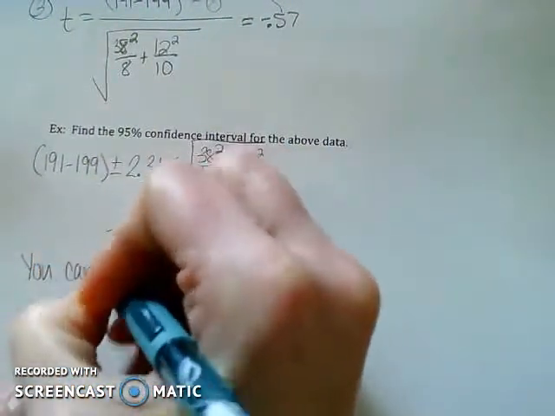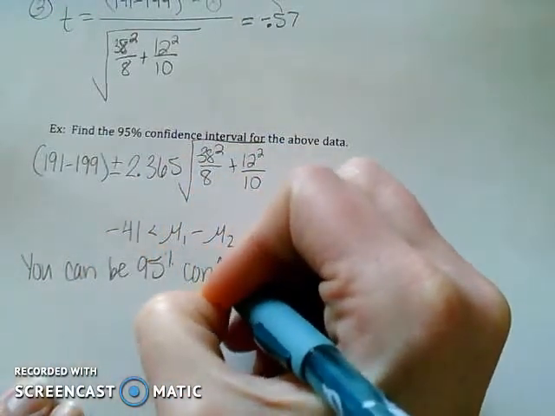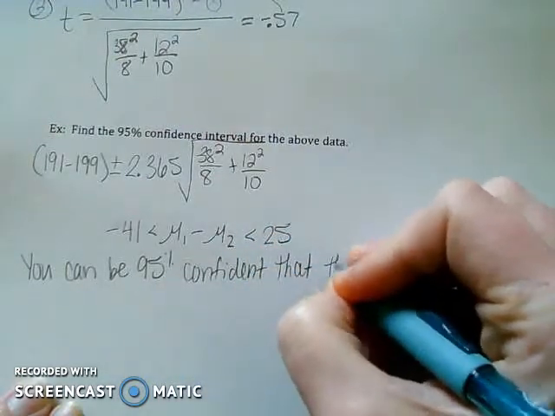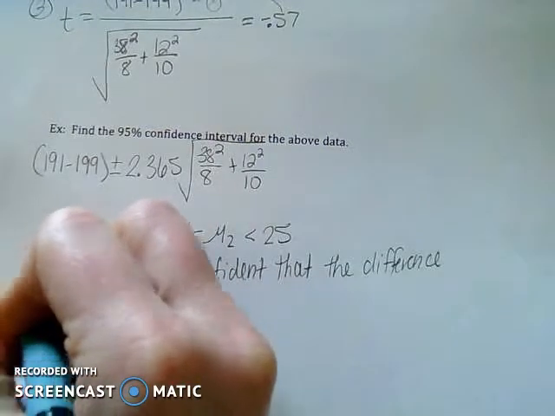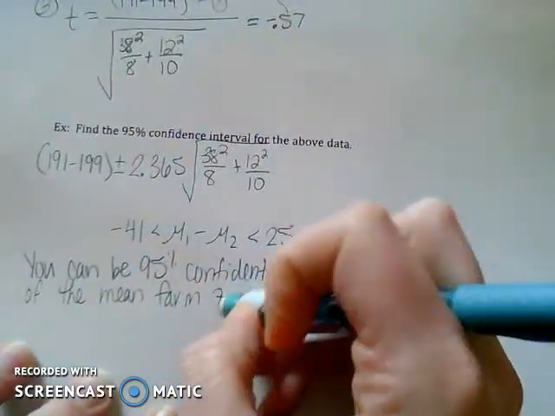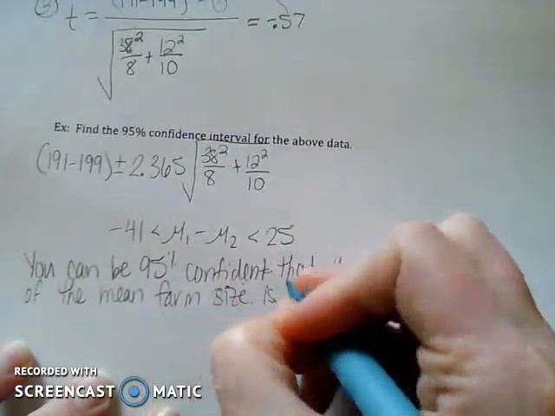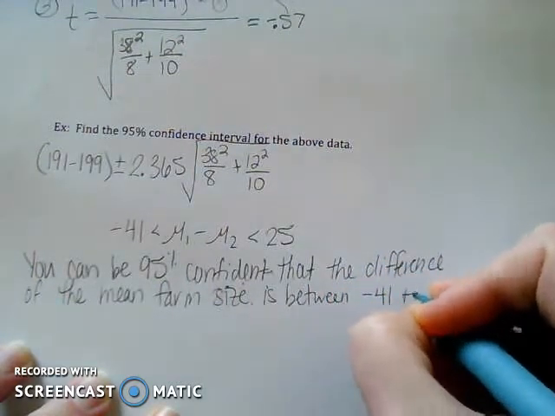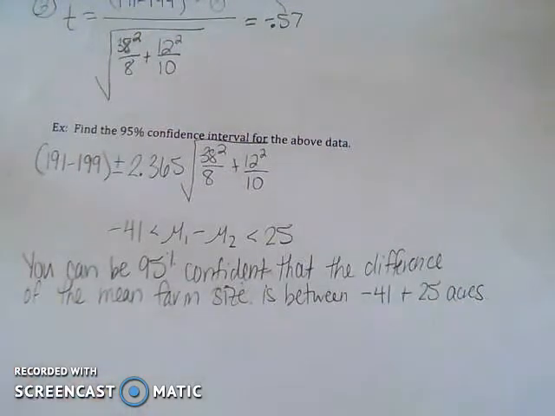So you can be 95% confident that the difference of the mean farm size is between negative 41 and 25 acres. So obviously those aren't the means, that's the difference of the means. So again, what this says is if you could take every single farm in Indiana County and calculate the mean, and then every single farm in Greene County and calculate the mean, and subtract those two numbers, that difference, what you get when you subtract, should be between negative 41 and positive 25. Obviously that's a huge range, but that's what it gives us.